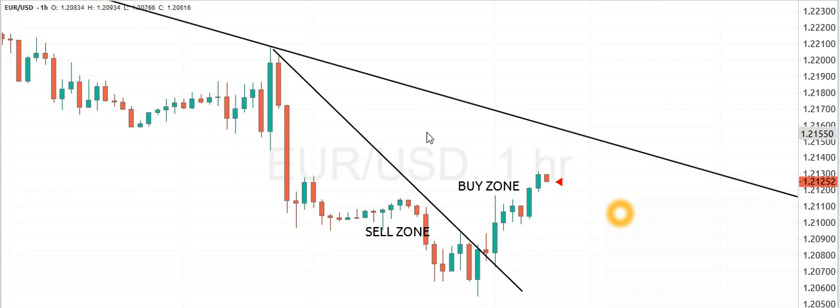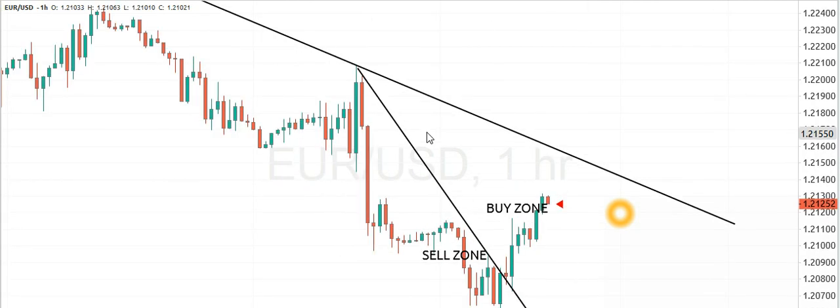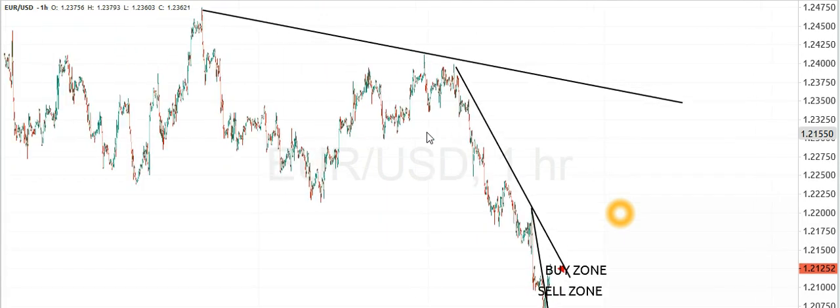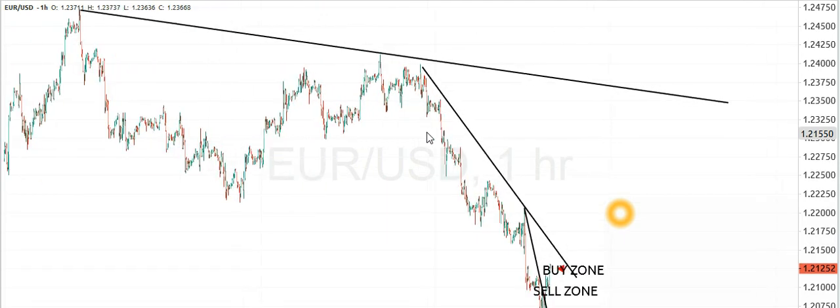So hopefully this helped you to understand your long-term trend line, right, which is this long-term trend line here, your outer trend line and your inner trend line.